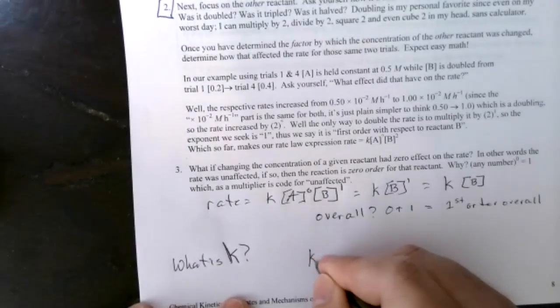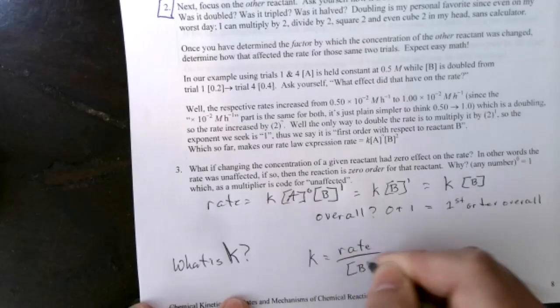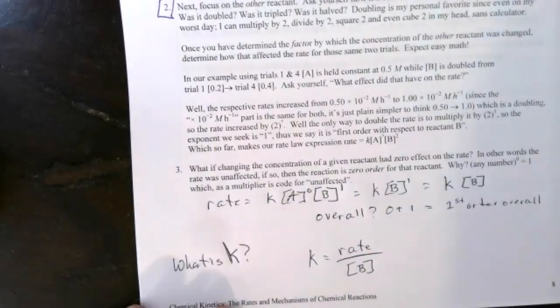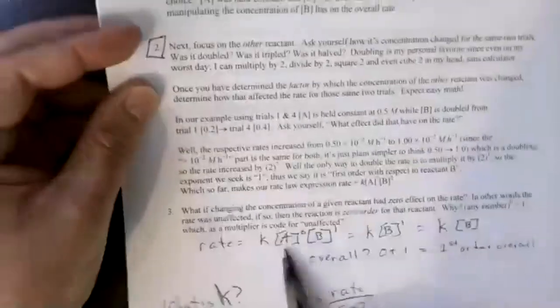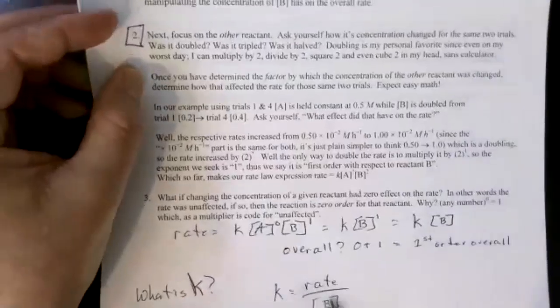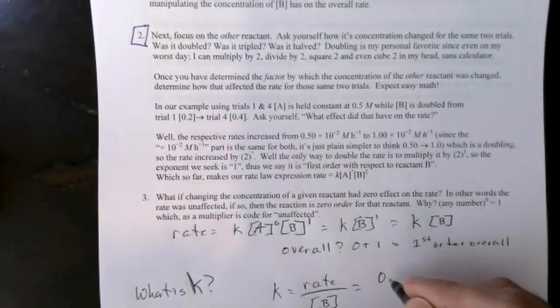So K equals rate divided by B. All I did was rearrange this, for those looking previously, without the A in it because we identified that that wasn't needed. So I did that little bit of algebra there. So now let's plug in some numbers.